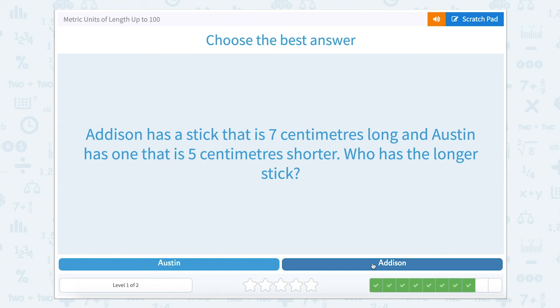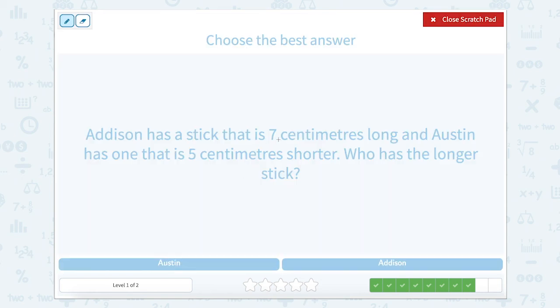Nice work. Addison has a stick that is 7 meters long, and Austin has one that is 5 meters shorter. Who has the longer stick? So Addison has a stick that is 7 meters long, so I'm going to say that that one's 7, and Austin has one that is 5 meters shorter. So we can start with 7 minus 5, and 7 minus 5 equals 2.